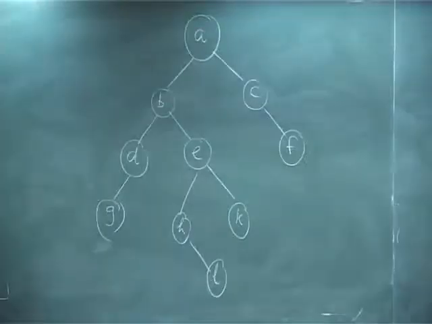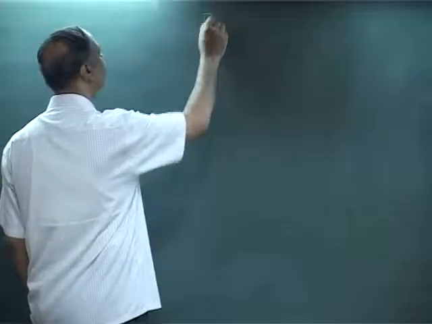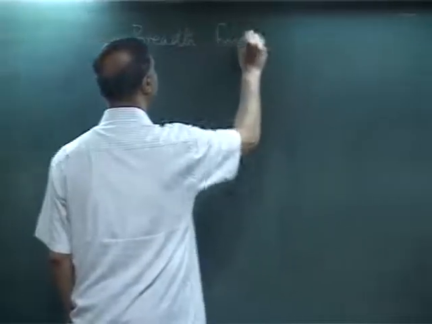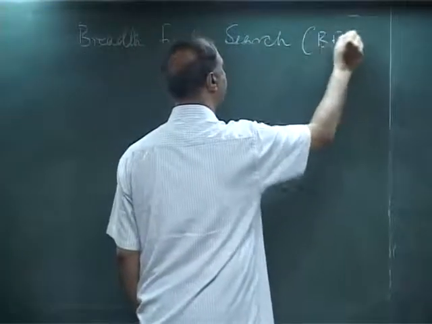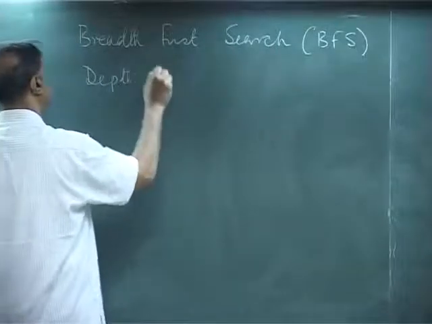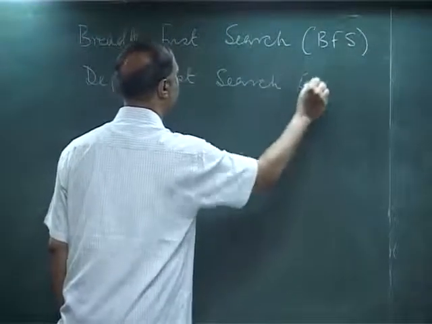Now the next one is traversing the graph. If I complete this one, then the preliminary of algorithms part is over. So then we can go for the parallel algorithm materials. So there are two ways we can traverse the graph. One is known as breadth first search. In short, we call BFS. Another one is known as depth first search. In short, DFS.